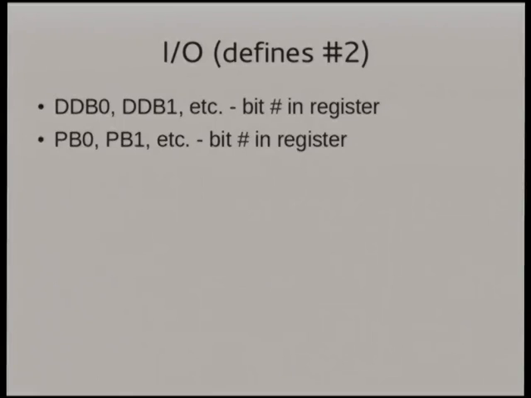So I don't want to have to do bit maths, and I don't want to have to remember register numbers and pin numbers and things. So there are extra defines. DDB0 is the data direction bit number for port B, pin 0, and DDB1 for the next pin after that, and so on and so forth. And PB0 for the port B input and output pin numbers, the bit numbers for those pins.